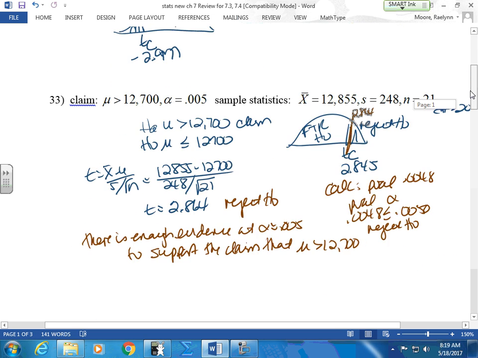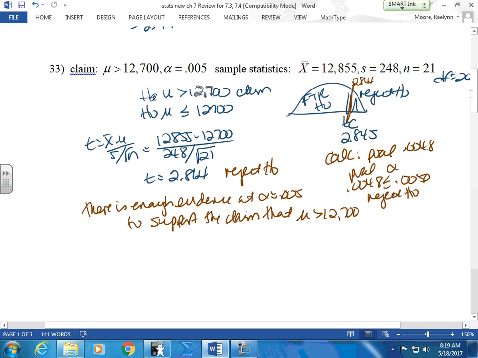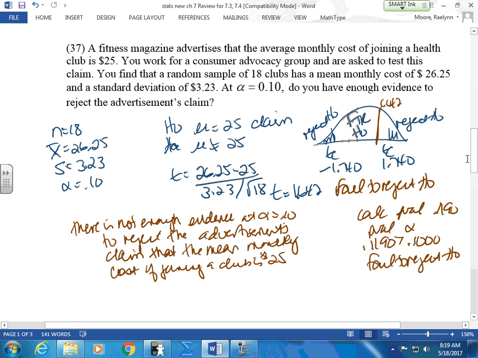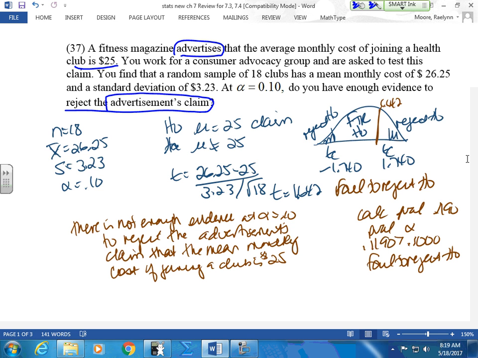All right, so here's your claim, number 37. A fitness magazine advertises that the average monthly cost of joining a health club is $25. They advertise this. Does that mean they claim that? Let me look at the last sentence: can you reject the advertisement's claim? Yes, that's their claim. So their claim is that the mean is $25.